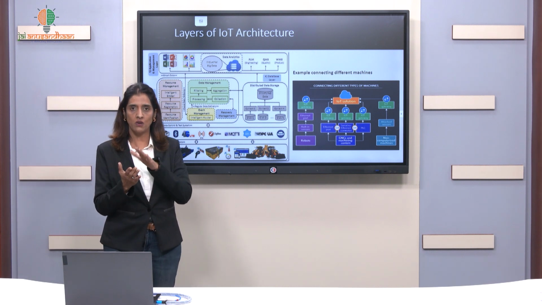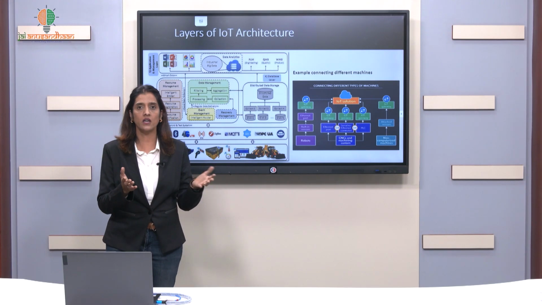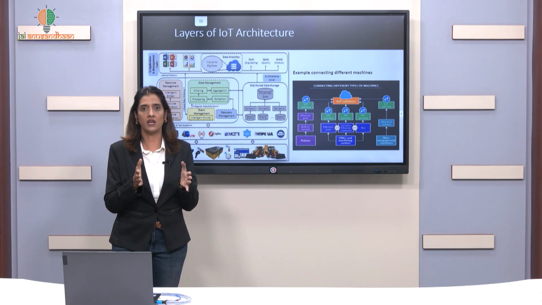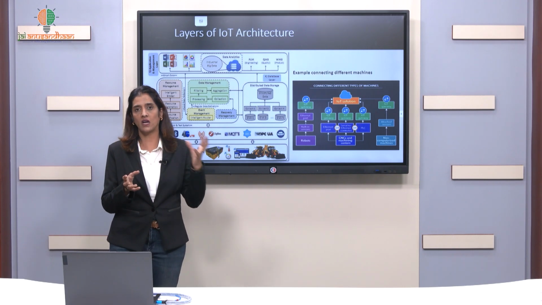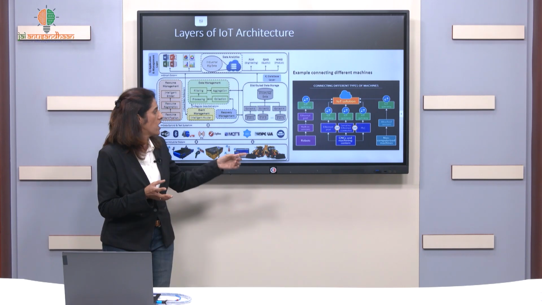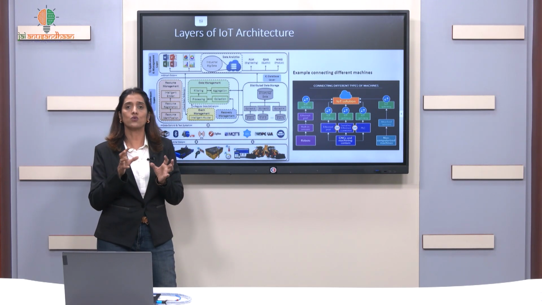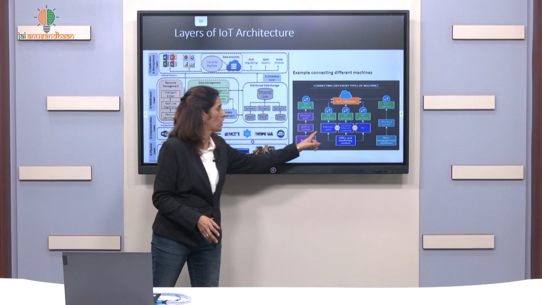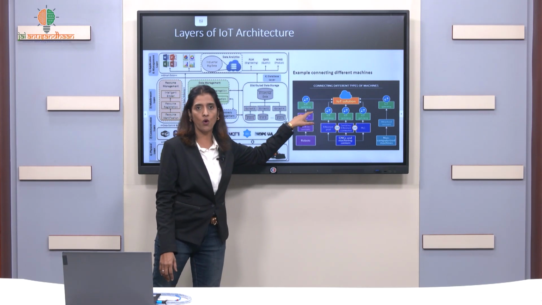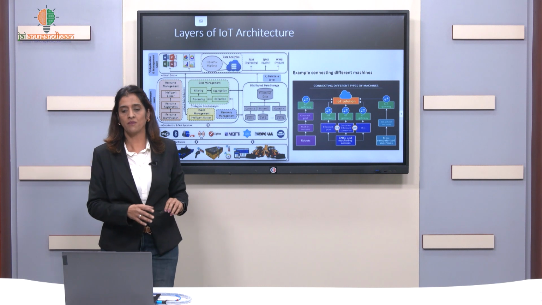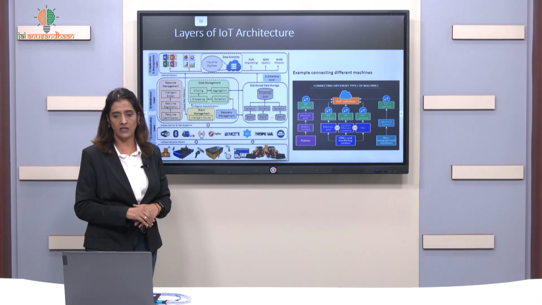You can convert data coming from RS-232 or RS-485 to Ethernet using the IoT gateway. A gateway is basically a converter which converts one type of data to another type of data. So by using the industrial gateway or the IoT gateway, you can connect all different types of machines on one platform and get data out of it. So this is the brief description of the layers of the architecture.